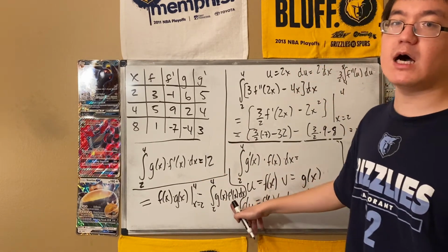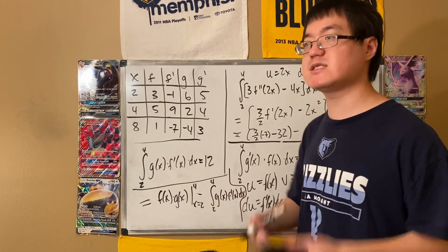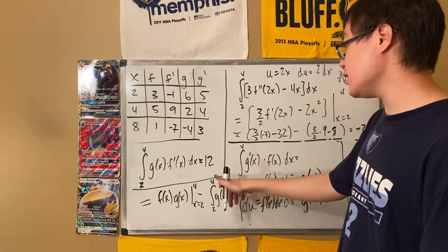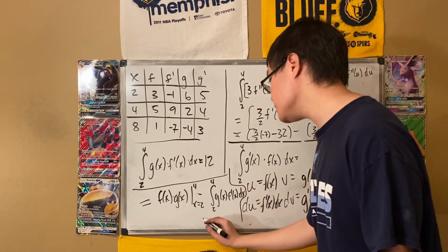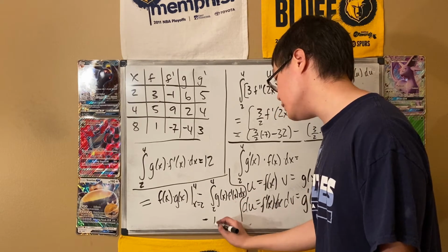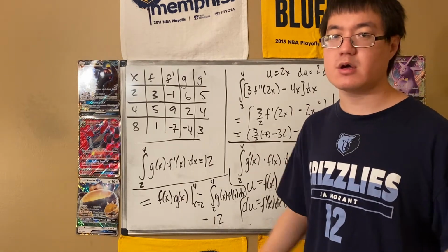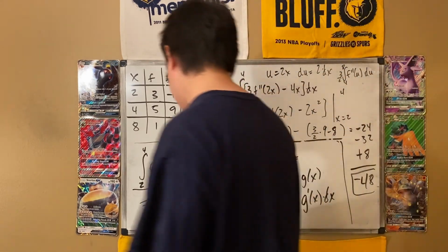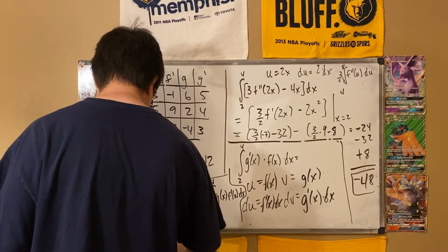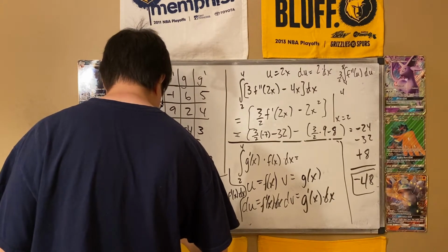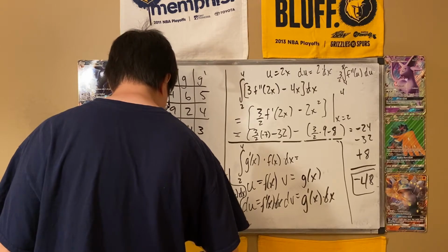In the previous question, what we did is we had to do a second integration by parts. But in this case, all we have to do is take this integral and replace it with 12. So in this case, it's going to be minus 12. Nothing too crazy. But again, you do have to account for that second integral. You can't just go straight to the answer. Finally, it's going to be f of 4 times g of 4 minus f of 2 times g of 2.